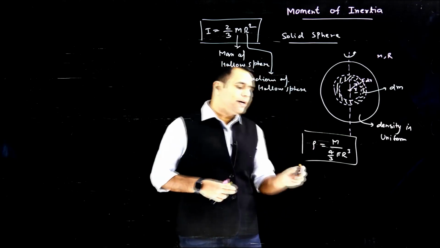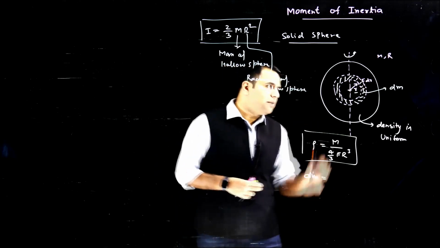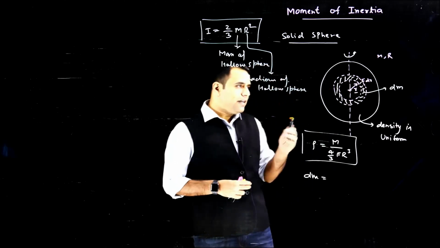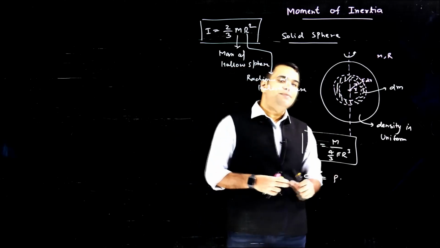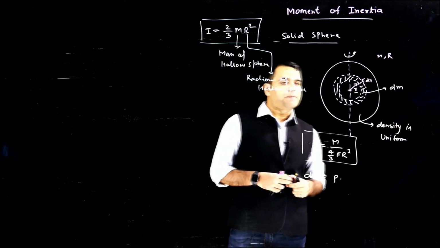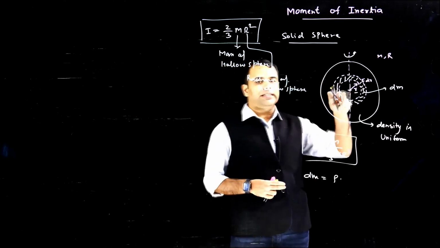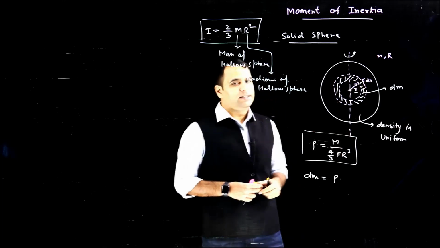Now using the volumetric density, if we want to calculate the mass of this hollow sphere, then the mass of the hollow sphere will be density multiplied by the volume of this hollow sphere. Now to calculate the volume, it will be the cross-section area multiplied by the width. Okay.